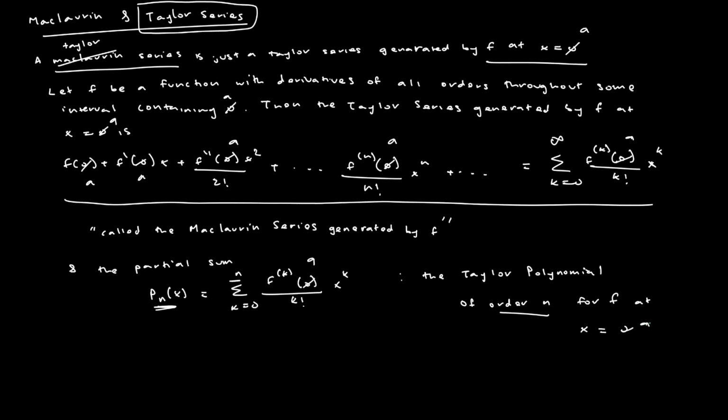Alright, so that's the only difference between the Taylor series and the Maclaurin series. The Maclaurin series is just a specific Taylor series where we're centered at x equals 0, and that's the only reason we have a specific name for that. Otherwise, a Taylor series is just a series with any sort of center, not just 0. So let's just do some problems.